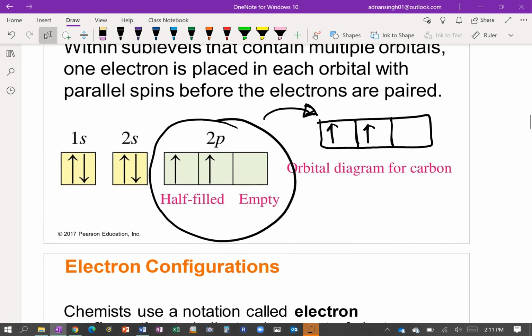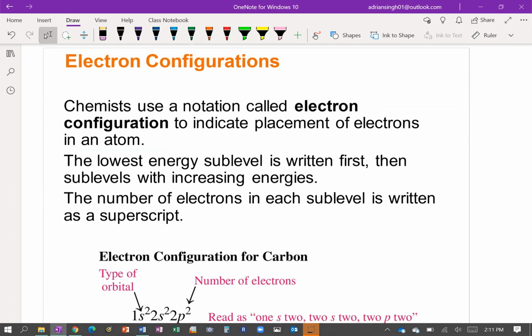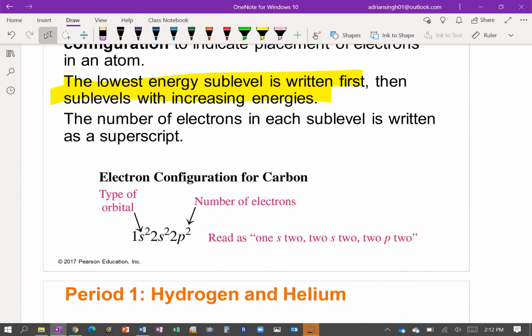So we're going to be putting our electrons in to arrange them according to the rules that we just talked about. And then when we put them in, we can represent those electrons by what are known as electron configurations, right? And this is a shortcut notation to indicate where the electrons are located. We're going to write the configuration in the order in which we put the electrons in, from lowest energy to the next highest energy. The number of electrons in each sublevel is written as a superscript.